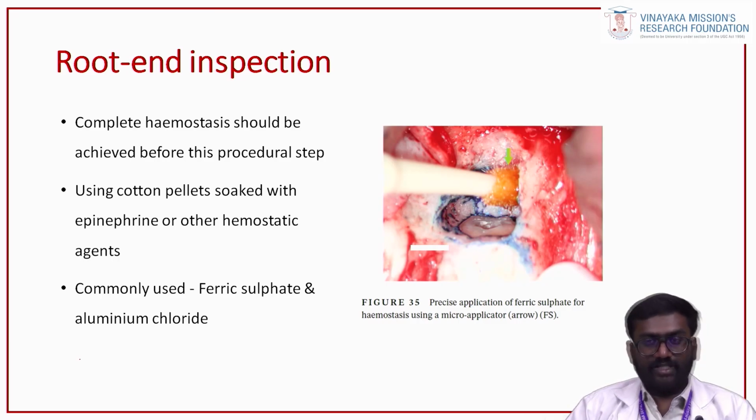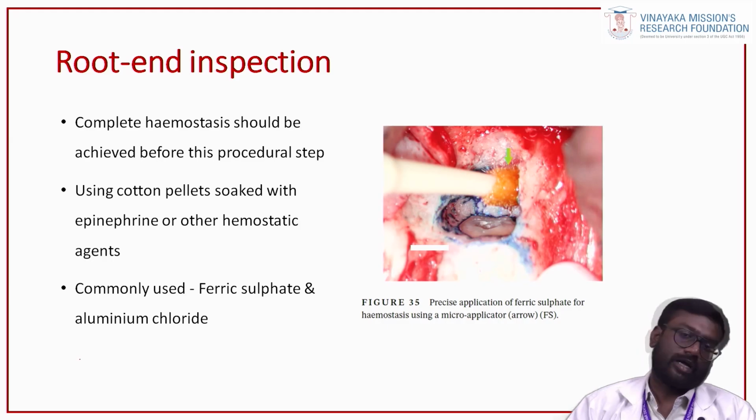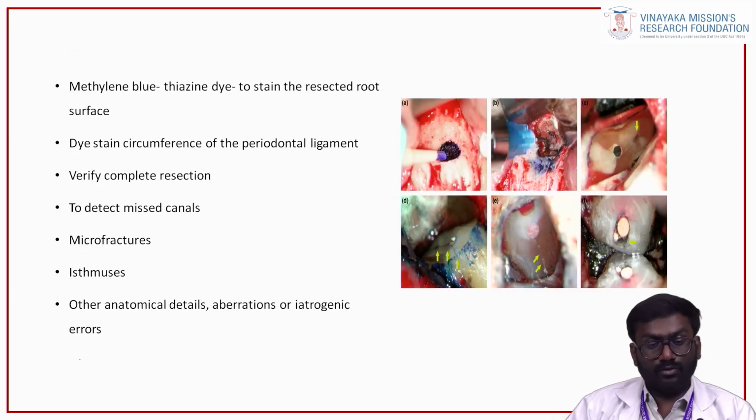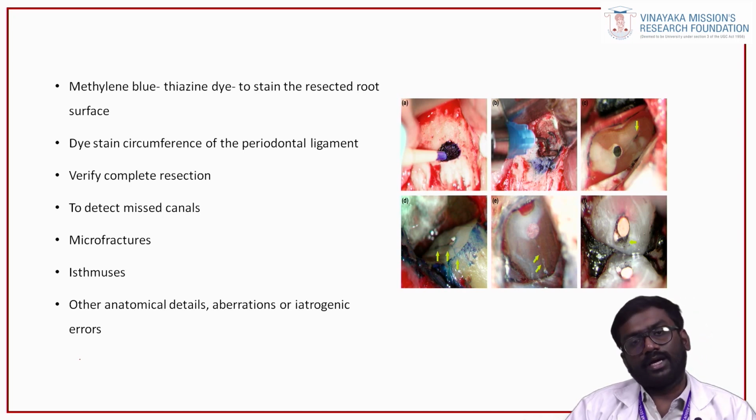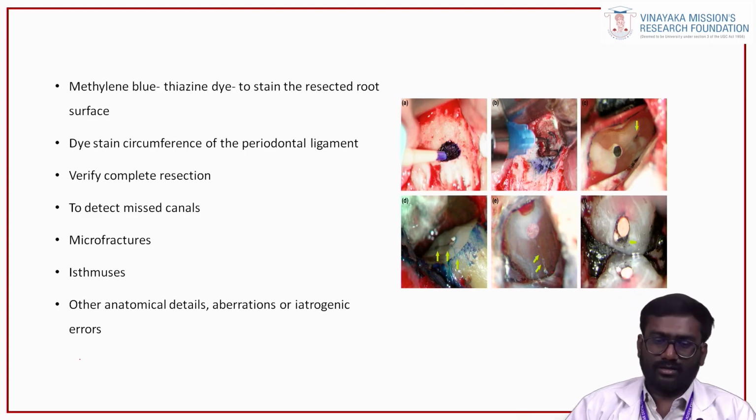A commonly used agent to inspect whether some tissue is left is ferric sulfate or aluminium chloride. You can use that as a dye to check if there are any soft tissues, and if there are, you can curette it completely. Methylene blue, a thiazine-based dye, can also be used to stain the resected root surface. The dye will stain the circumference of the periodontal ligament, and it helps in verifying the complete resection of that particular tooth. Also, it helps in detecting missed canals, microfractures, isthmuses, or any other anatomical variation. This can be used, but it is not routinely performed.